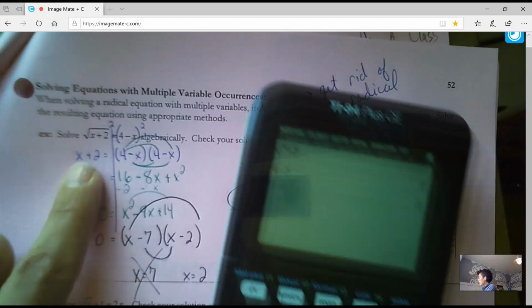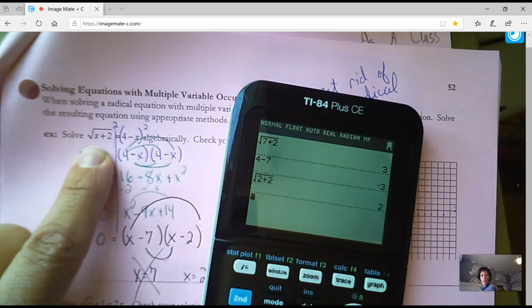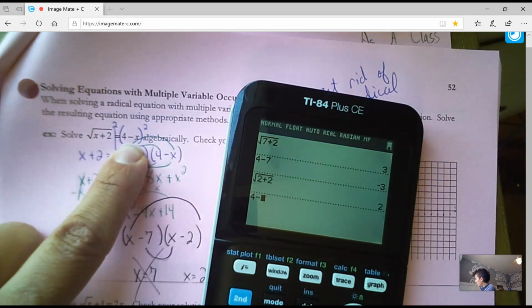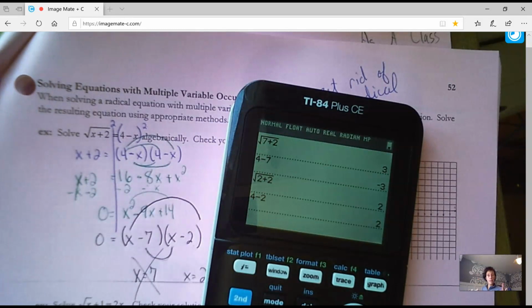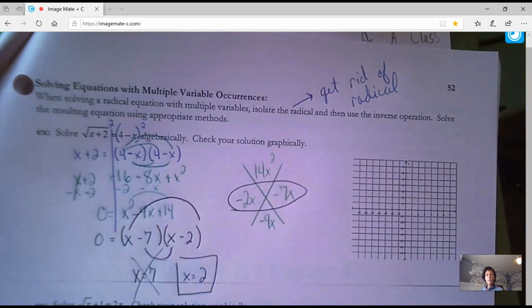So now I'm going to do the same thing and put 2 in. On the left side, 2 plus 2, which you should hopefully realize, the square root of 4 is 2. And if I put 2 in this side for take away 2, I get 2. So the left side equals the right side. So technically, this is the only solution that works.